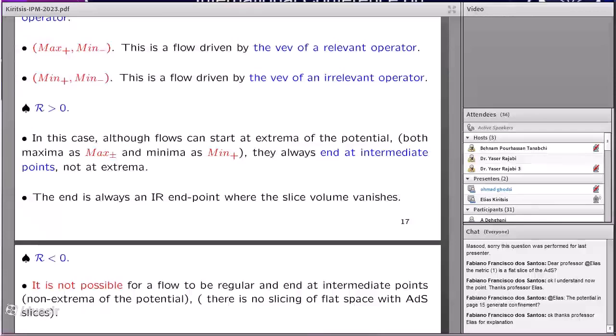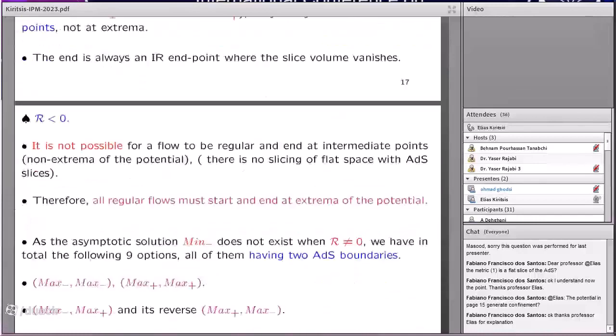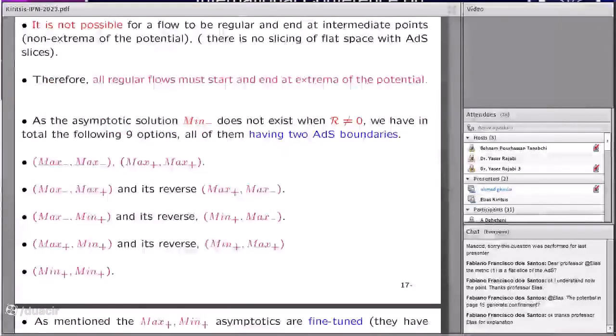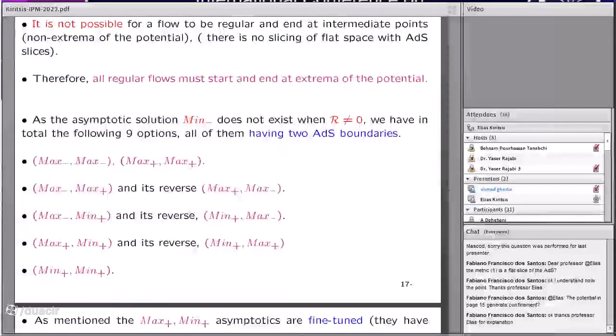And in this case, all the flows are classified by starting at maxima or minimum, and ending anywhere else. And then finally, let me come now to the case in which R is negative. Now, as I said, it is not possible for the flow to be regular and end at intermediate points. The reason is that when the AdS space slice shrinks to 0, it can never do it in a regular way. So that's not allowed. Therefore, all the regular flows must end at the extreme of the potential. And as the asymptotic solution, which is min minus, does not exist when the curvature is not 0, I have to forget about this.